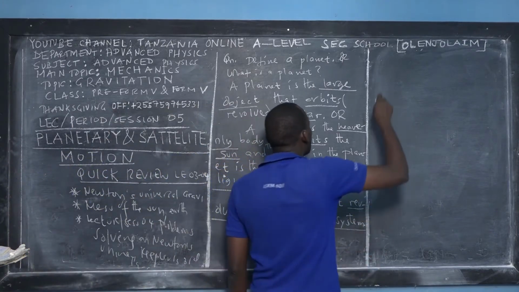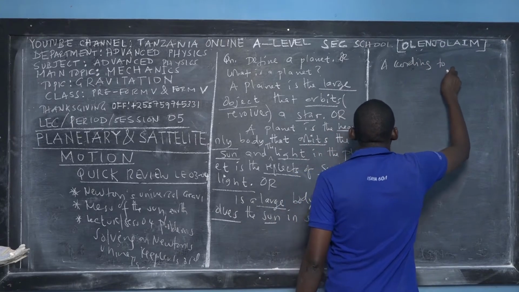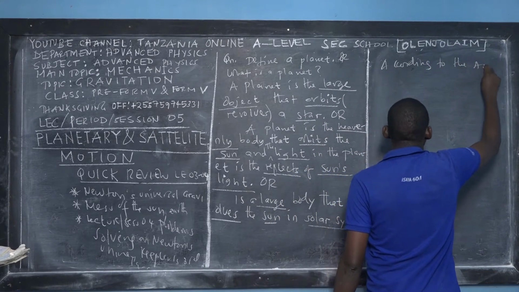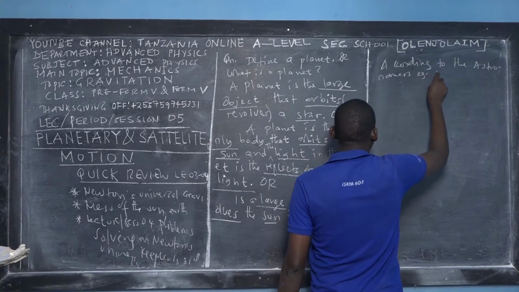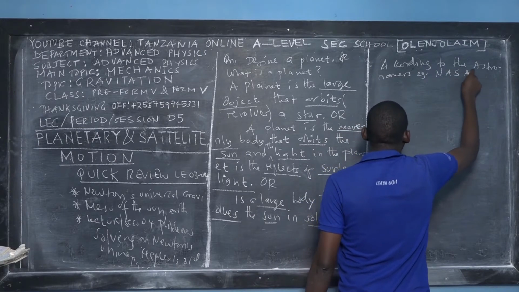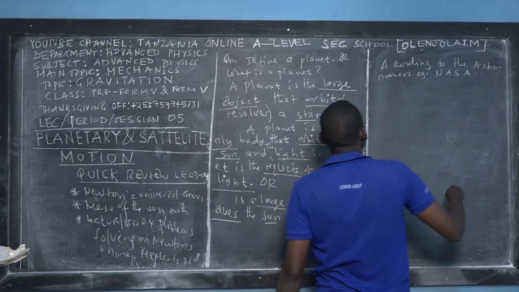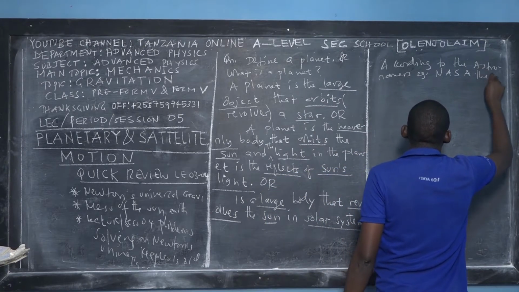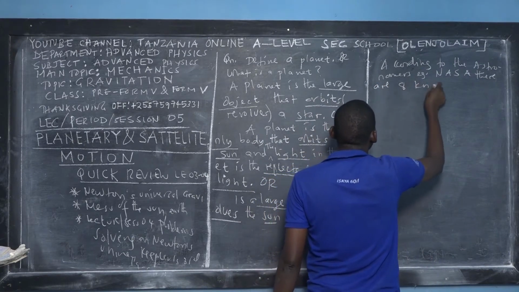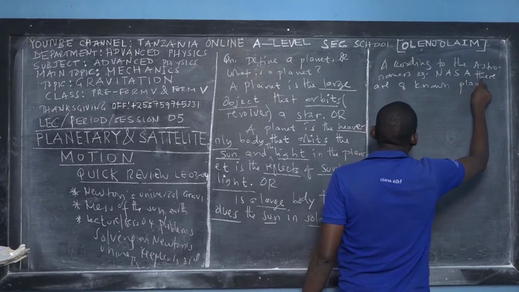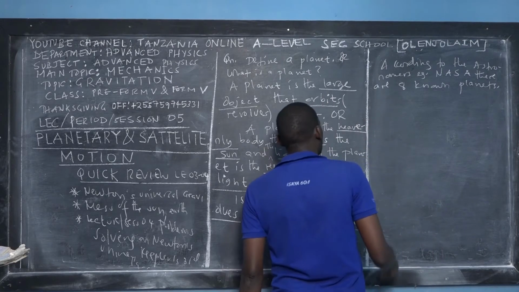Okay, so according to the astronomers, for example NASA, which is a group of scientists, astronomers, there are 8 known planets, excluding Pluto. So let us mention these 8 planets.